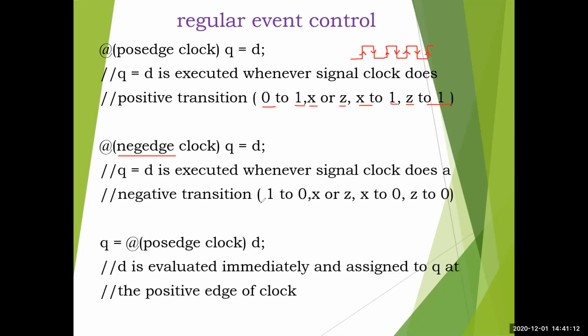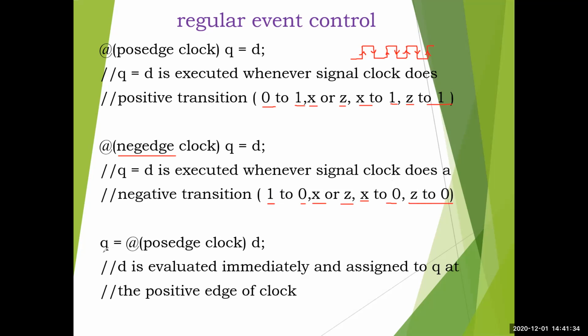So what does negative transition mean? 1 is the highest value, 0 the lowest value, and the intermediate values are x or z. All these transitions are called negative edge. Similarly, x to 0, where x is some indeterminate value between 0 and 1, coming to 0 is also a negative edge. Z to 0 is also a negative transition.